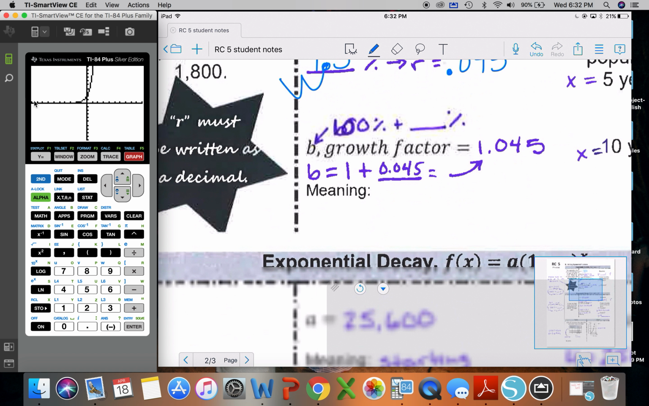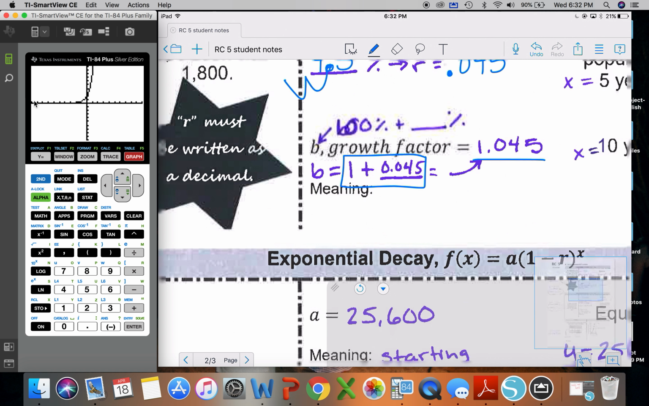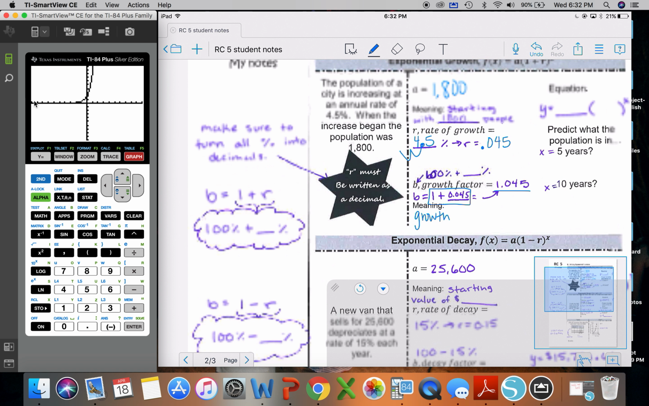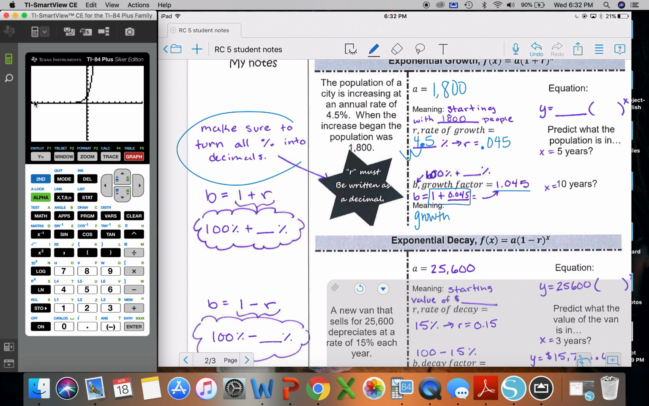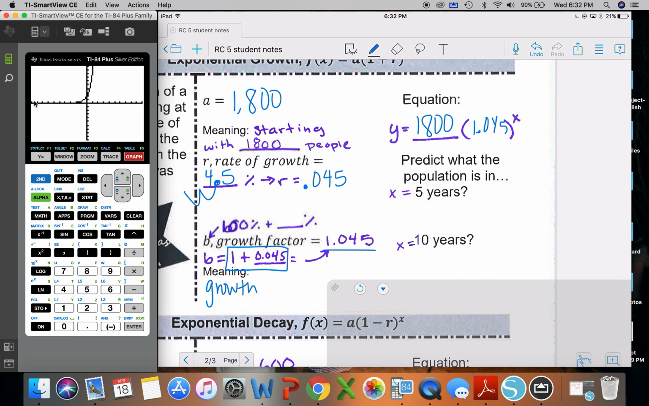So my growth factor is going to be a total of 1.045, because we take that 1 and add our rate for our new base. And because it's bigger than 1, it means that we are growing. Remember, all of our percents get turned into decimals. Our b value is really 1 plus our rate because we're growing, so we add to 1. So our equation is going to be 1,800 times 1.045 to the x.